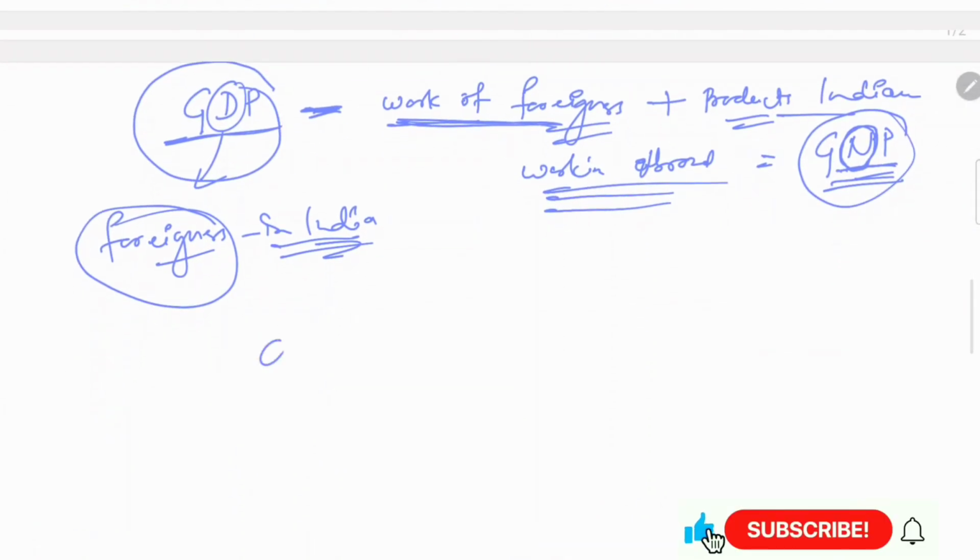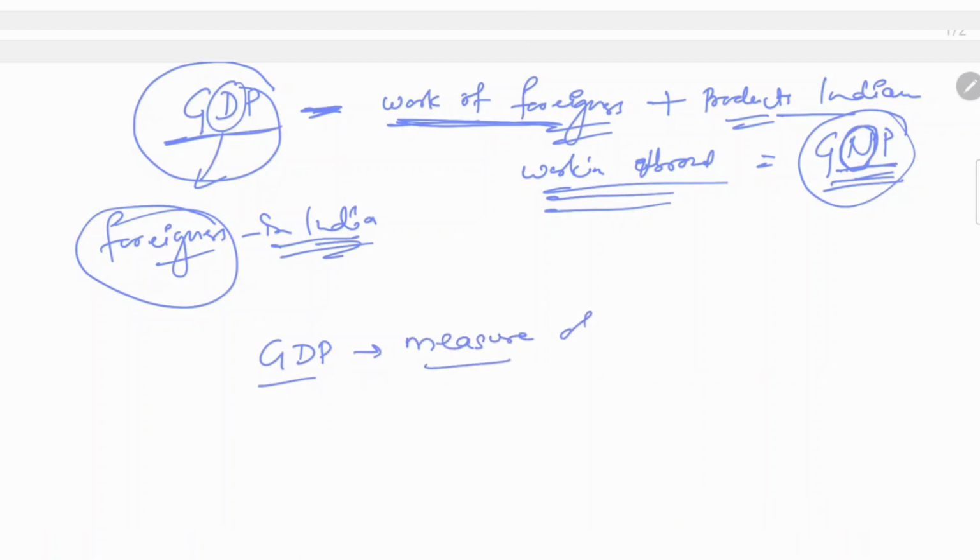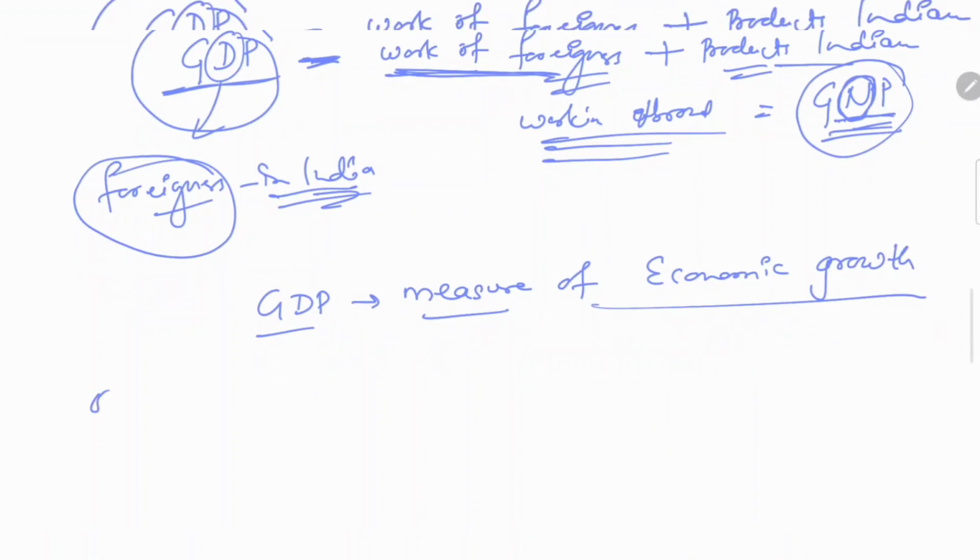So this GDP is the measure of economic growth of a country.